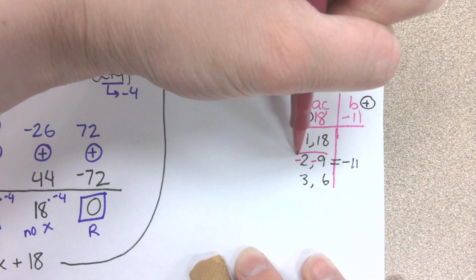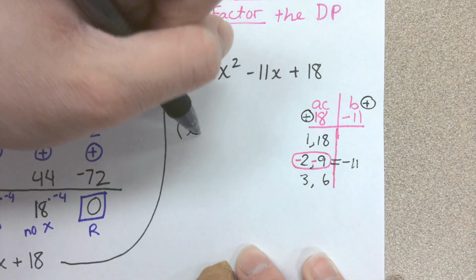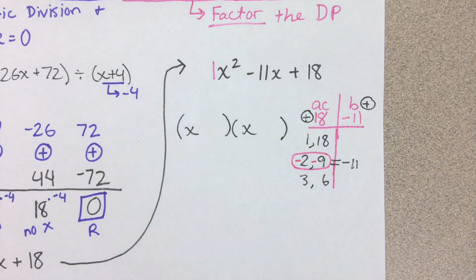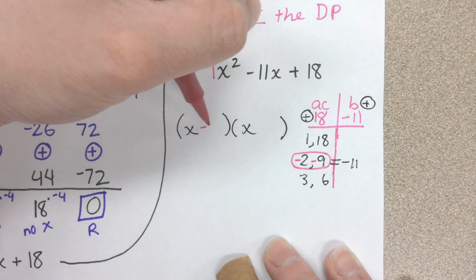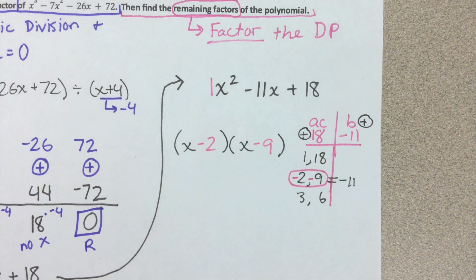So these are going to be our factors. So we have our x's. Then we have minus 2 and minus 9. It just said factor the DP, that's it. So I'm done. I factored the DP. This is my answer.